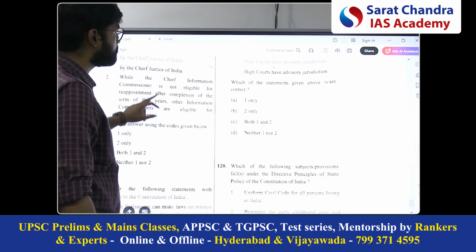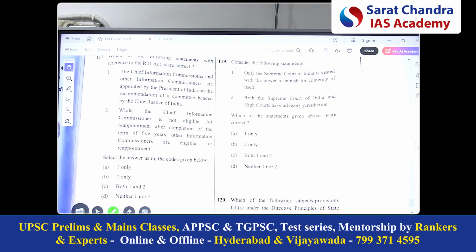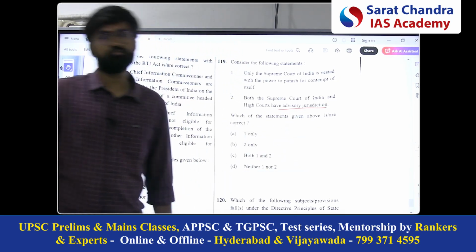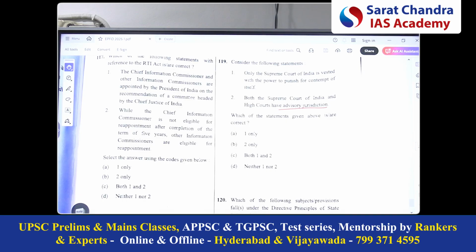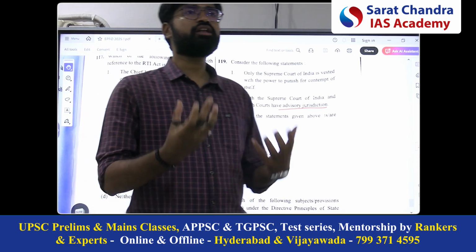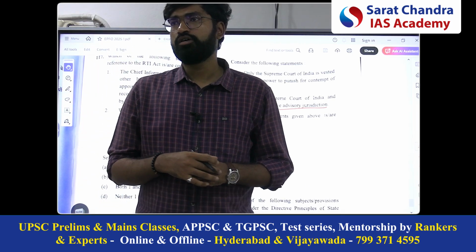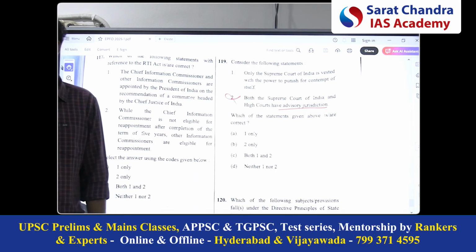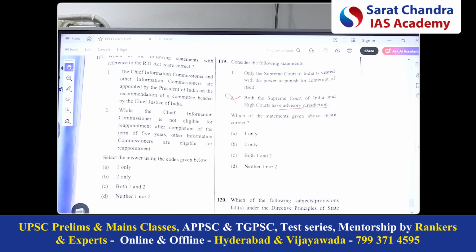Then, 119. Only Supreme Court of India is vested with the power to punish for the contempt of itself. Contempt of court. Both Supreme Court of India and High Courts have advisory jurisdiction. The context of this question is also there. Recently, when I discussed it with you, there was a presidential reference. The President referred to the Supreme Court, asking, please give me an advice on the following things. So that's why advisory jurisdiction is exclusively with the Supreme Court of India. It is not with the High Court. According to Article 143 of the Constitution, only the Supreme Court.